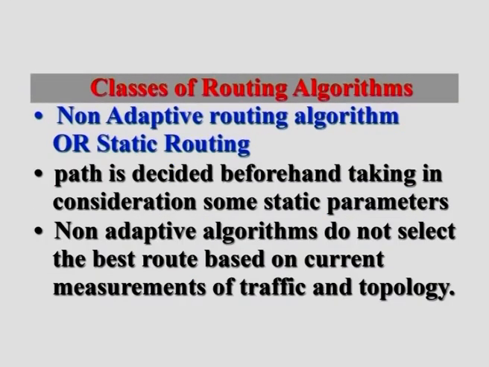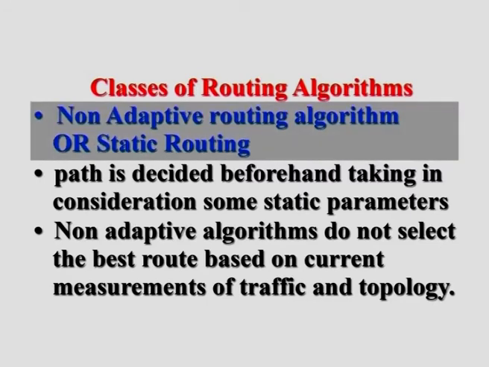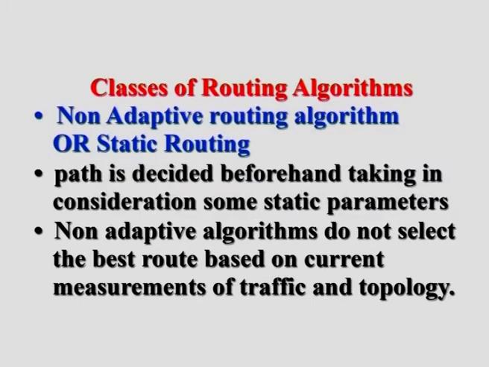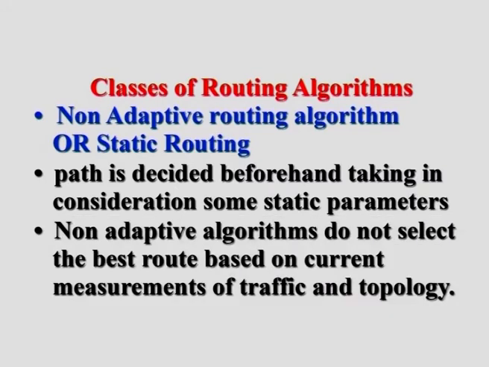Routing algorithms can be grouped into two major classes: non-adaptive routing algorithms and adaptive routing algorithms. In the case of a non-adaptive algorithm, the path is decided in advance, that is before actual communication takes place. The path is decided beforehand taking into consideration some static parameters. When the router boots up, it is loaded with the predefined routes. This procedure is sometimes called static routing. Non-adaptive algorithms do not select the best route based on current measurements of traffic and topology.